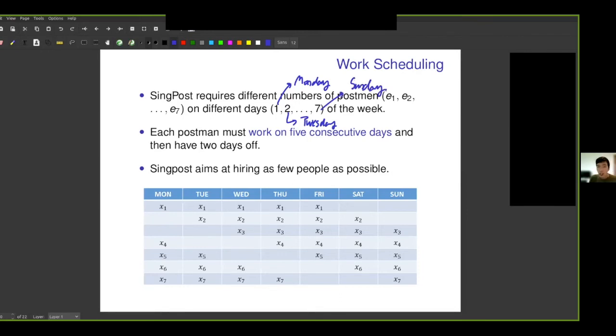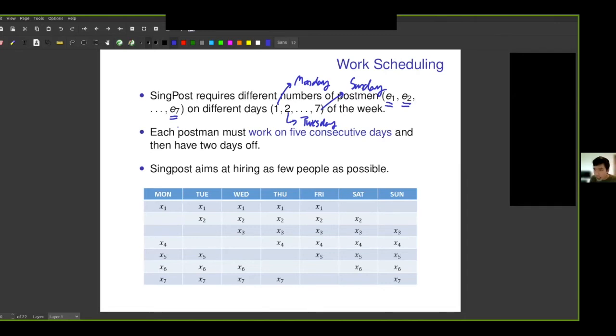On Monday, on day one, you will be required to have a certain number of postmen work for you, and this number is given by E1. This is the minimum number of employees that you need to have available at hand on Monday. E2 is the number of employees that you need to have available on Tuesday, and so on and so forth until E7, the number of employees that you need to have available at hand on Sunday.